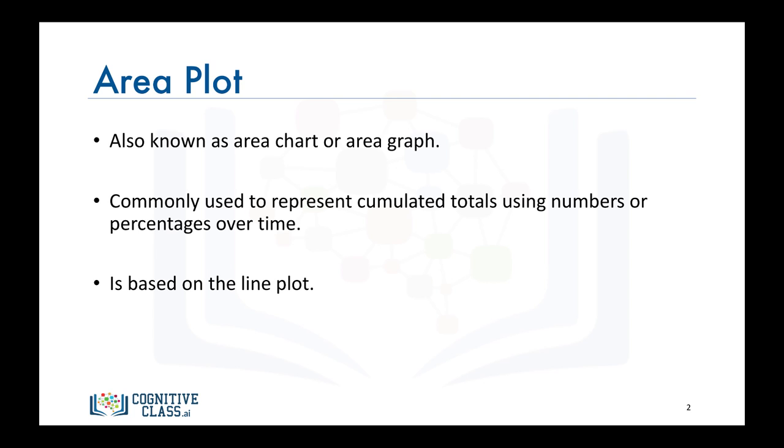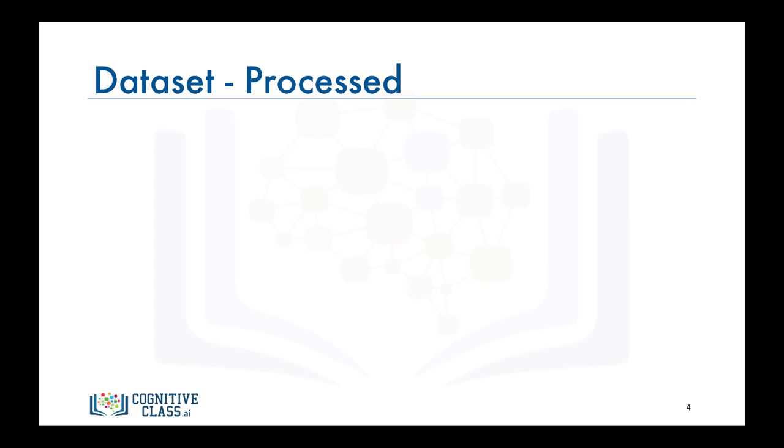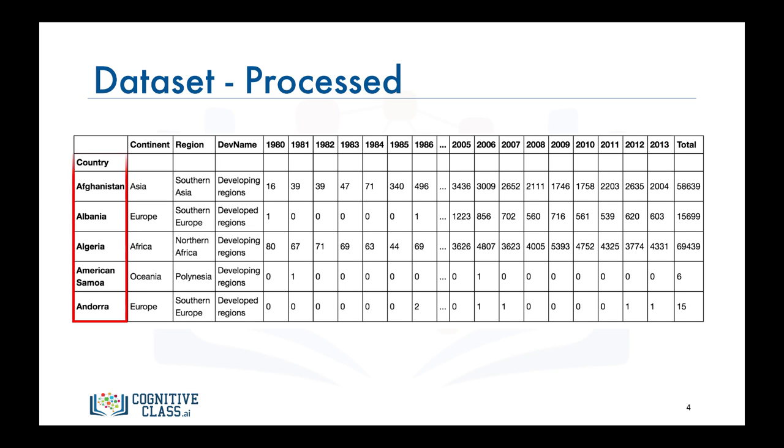So how can we generate an area plot with matplotlib? Before we go over the code to do that, let's do a quick recap of our data set. Recall that each row represents a country and contains metadata about the country, such as where it is located geographically and whether it is developing or developed. Each row also contains numerical figures of annual immigration from that country to Canada from 1980 to 2013. Now let's process the data frame so that the country name becomes the index of each row. This should make retrieving rows pertaining to specific countries a lot easier.